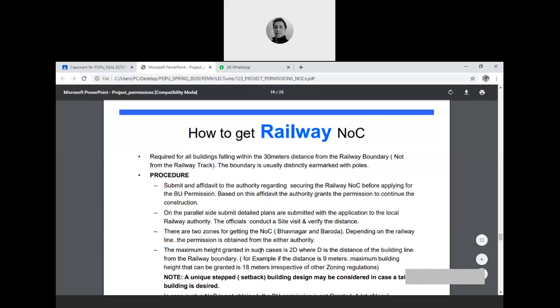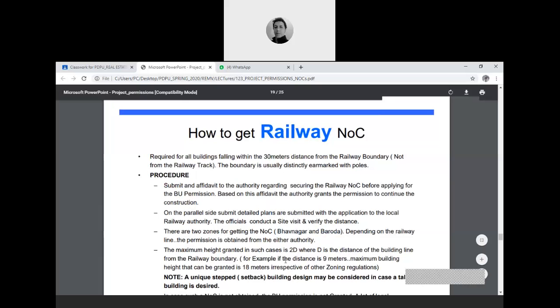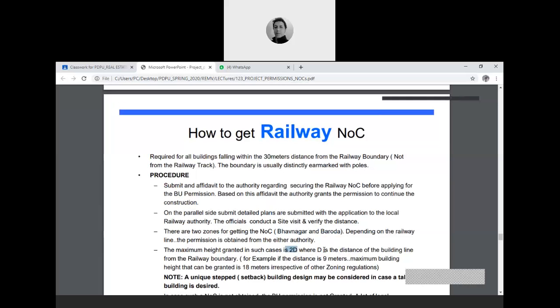The maximum height granted in such cases is 2D, where D is the distance from the building line. And this I had explained, that your building height can go up to 2D, the distance from the boundary to the height of the building. So if your building is, let's say, 15 meters from the railway boundary, your maximum building height can be 2D, that is 30 meters. So you can only build up to, let's say, 10 stories.